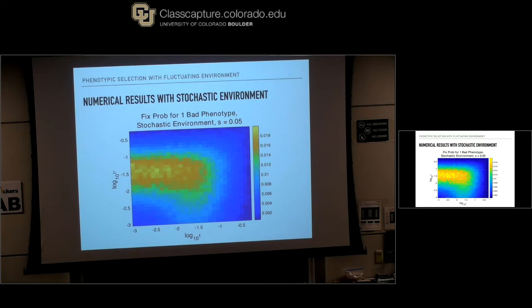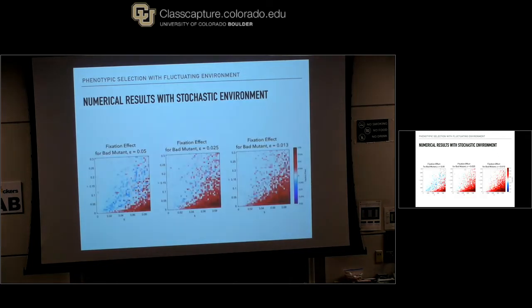Okay, so I'll try to keep this fast. Here we're looking at the effect of the switching environment on the fixation probability of the deleterious mutant. On the x and y axes I have plotted S and nu, we're sweeping over S and nu for a given epsilon, which is the rate of the environment switching. The color indicates the difference between the fixation probability of the mutant in the switching environment versus the fixation probability of that mutant in the static environment.